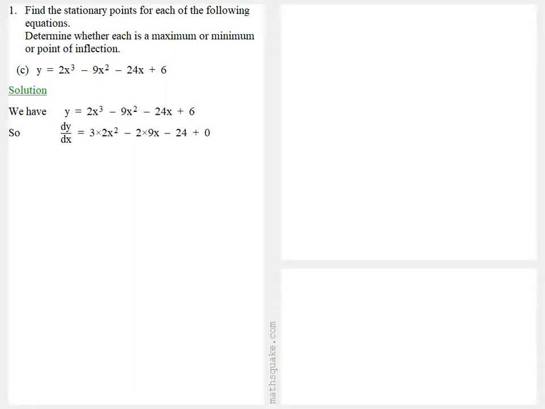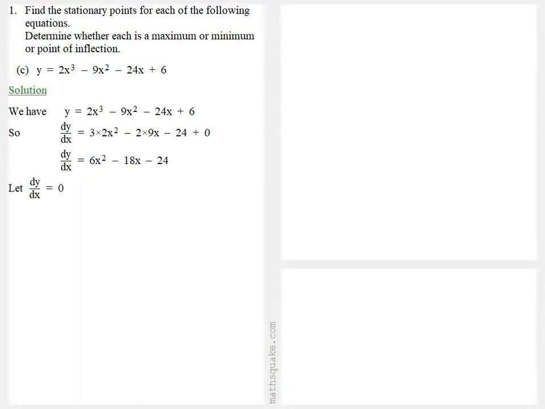Now when we differentiate 2x cubed, we end up with 3 times 2x squared. When we differentiate minus 9x squared, we end up with minus 2 times 9x. And when we differentiate minus 24x, we just get minus 24. The number at the end, 6, differentiates to 0. So we're left with dy by dx is equal to 6x squared minus 18x minus 24.